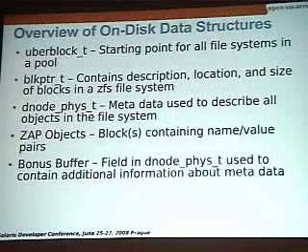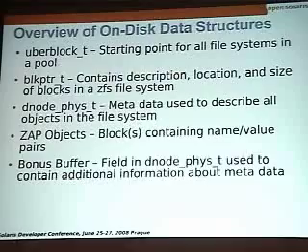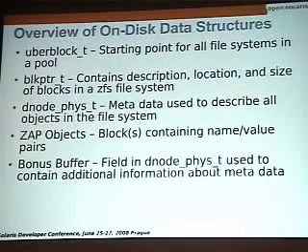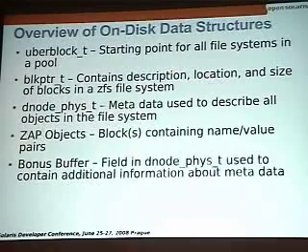So, as far as what's on the disk, everything starts with the uberblock, which is the equivalent of a superblock as far as ZFS is concerned. And the uberblock contains in it something called a block pointer. And in fact, most of the data is found by using block pointers. And the block pointer contains a description of what the data is. It contains the location, where the data is on the disk. And it contains size information.